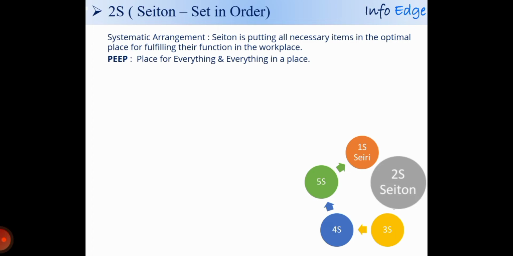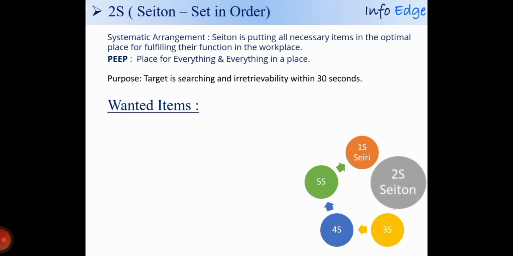There is one more methodology, PFEP: place for everything and everything in place. That means whatever items we want, you have to provide the place, and once the place is identified, you have to place the items there. That is the outcome of this. The target in the 2S is that searching and retrievability of any item should be within 30 seconds. This is the main target in the 2S.